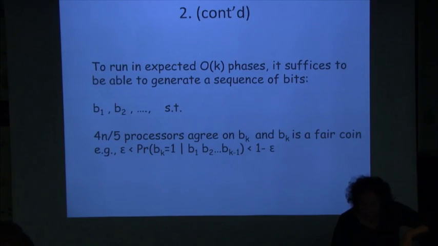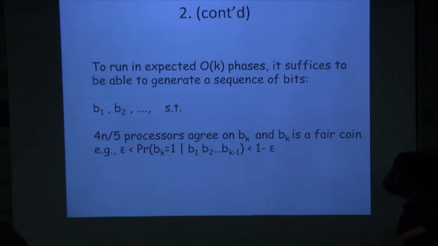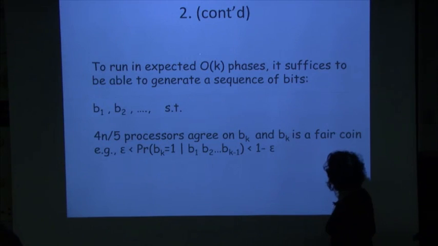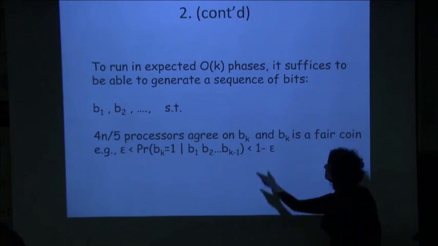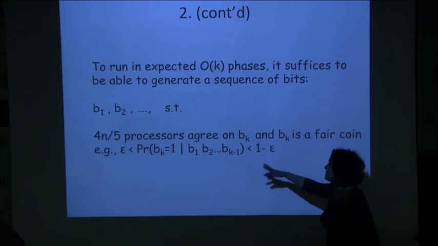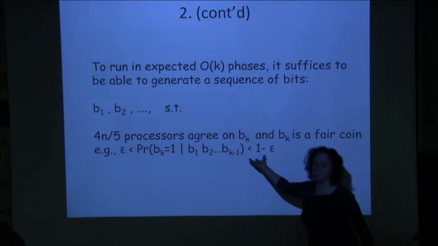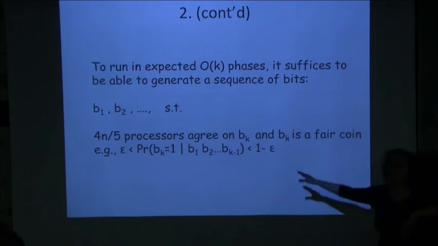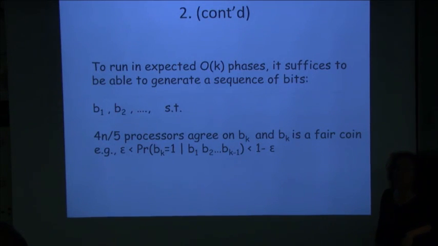So it suffices to generate a sequence of bits such that 4/5 of the processors agree on one of these bits, and with some bounded probability, it's 1 or 0. It's basically a fair coin. Okay, that suffices.